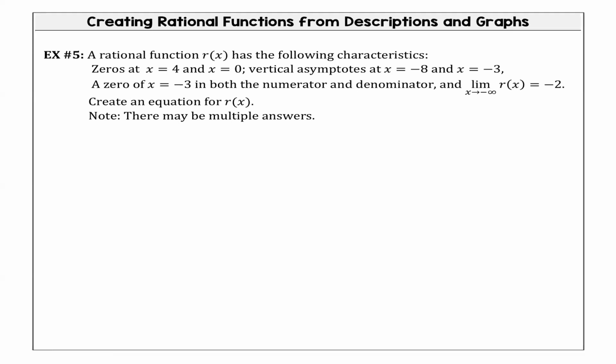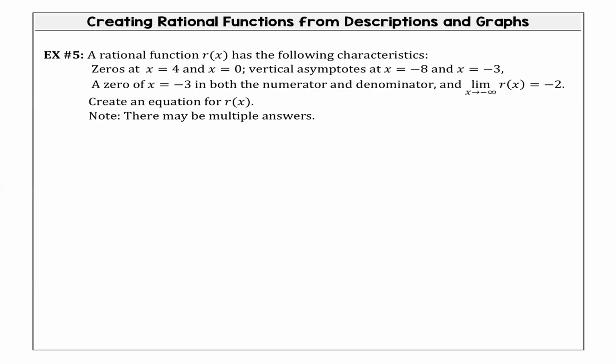All right. So it's given us all the characteristics, and we've got to create our rational function from those characteristics. We have that the zeros are at x equals 4 and x equals 0. There's a vertical asymptote at x equals -8, and at x equals -3 you have a zero. With this in mind and what you know so far, come up with what you think the rational function is.